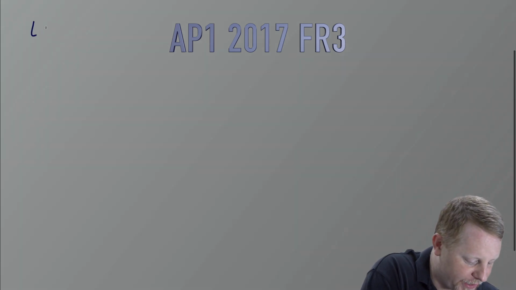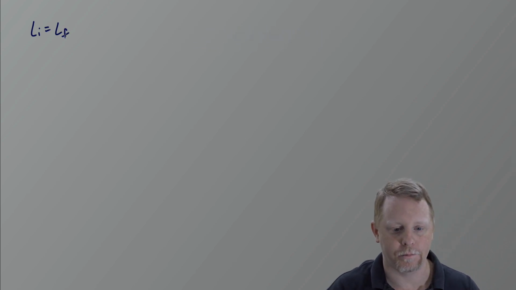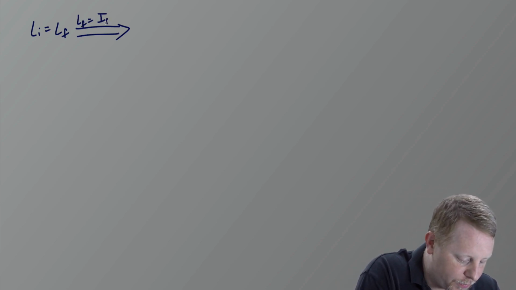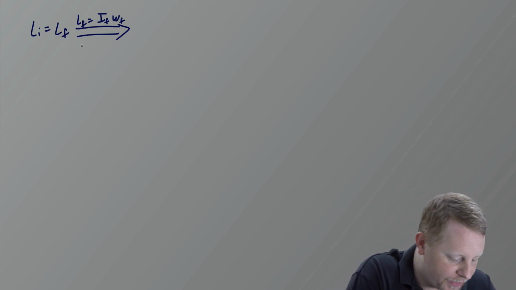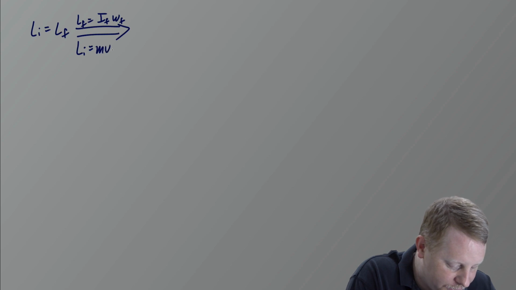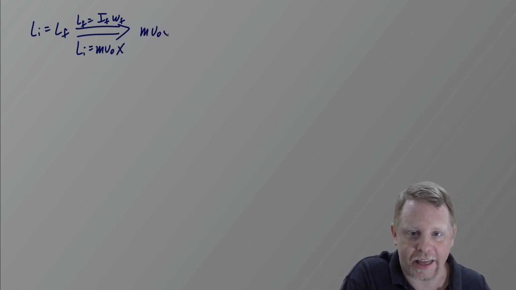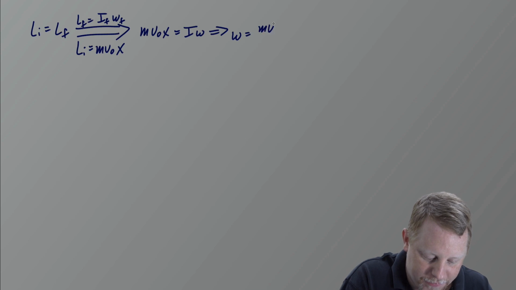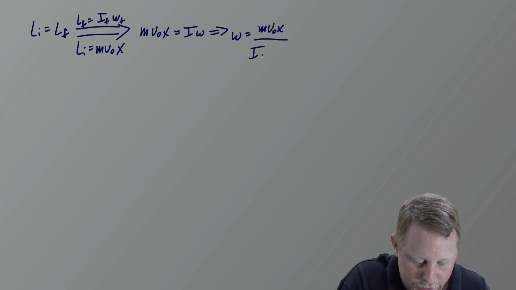Sorry about that. All right, the way I would start to derive this is take a look at the angular momentum before and after the collision. Conservation of angular momentum says they have to be the same, so we could start by writing that the initial angular momentum must equal our final angular momentum. The final angular momentum is the final moment of inertia times the final angular velocity, and the initial angular momentum is m v naught x, so m v naught x equals our total moment of inertia times omega, or omega equals m v naught x divided by our total moment of inertia.